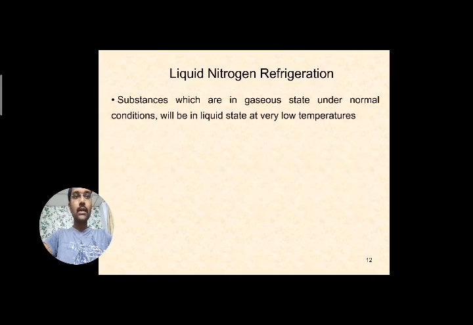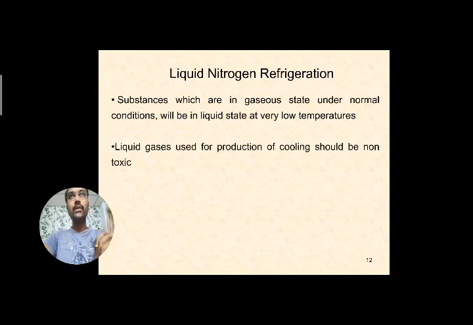Next topic is the next method of refrigeration, how to get the cooling effect with the help of a gas. Here the other method is liquid nitrogen refrigeration or liquid carbon dioxide refrigeration. Under normal conditions, nitrogen is present in gaseous form. In special cases, whenever it is reduced to low temperatures, it may be converted to the liquid state. So nitrogen in the form of a liquid is utilized to produce a cooling effect.